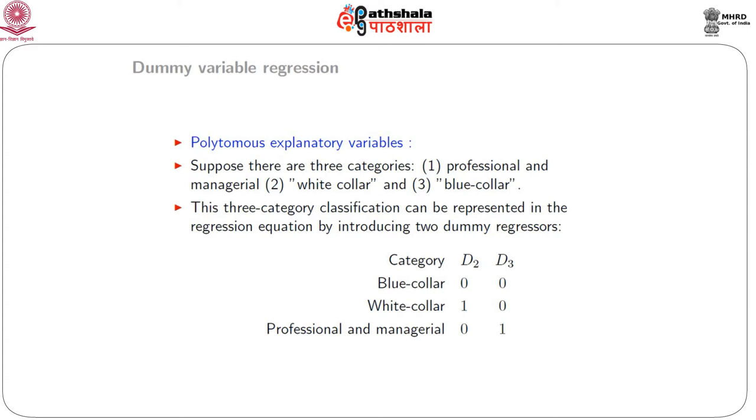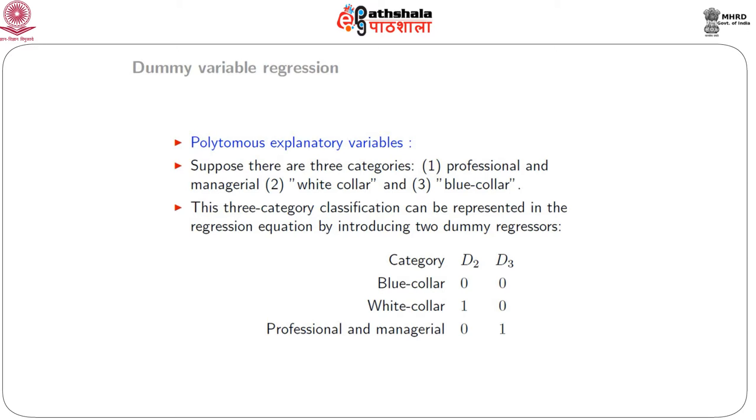Now suppose we have a polytomous dummy variable. What do we mean by polytomous? In the previous example, we talked about the dummy variable which takes two possible values, one for male and zero for female. There could be a situation where, other than male and female, there are different categories, and the dummy variable could be used to categorize all of them.